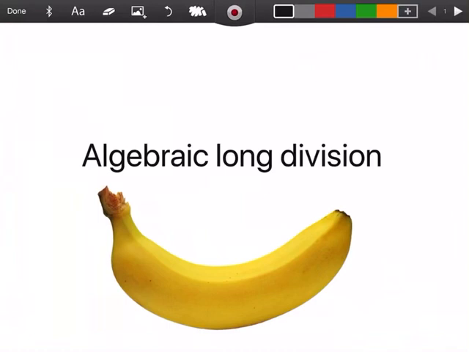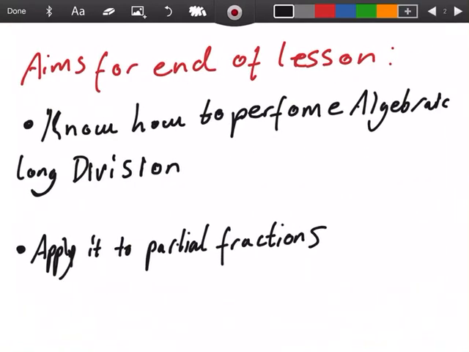Let's get straight into it. Now, the aims for the end of the lesson are to know how to perform algebraic long division, kind of self-explanatory, and apply it to partial fractions.